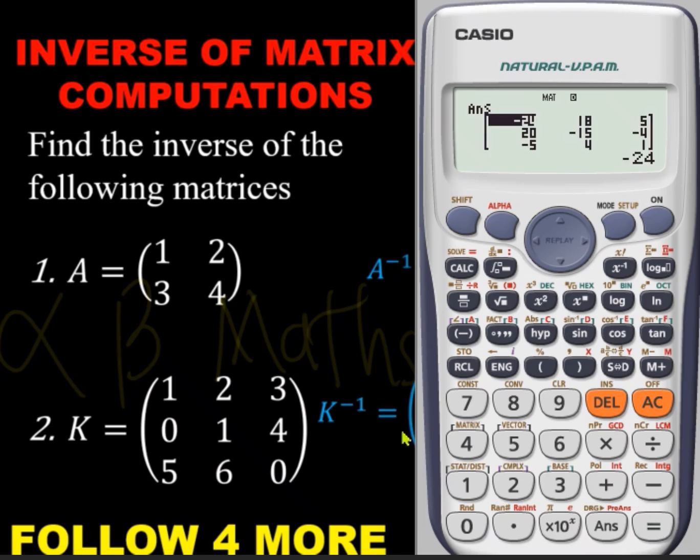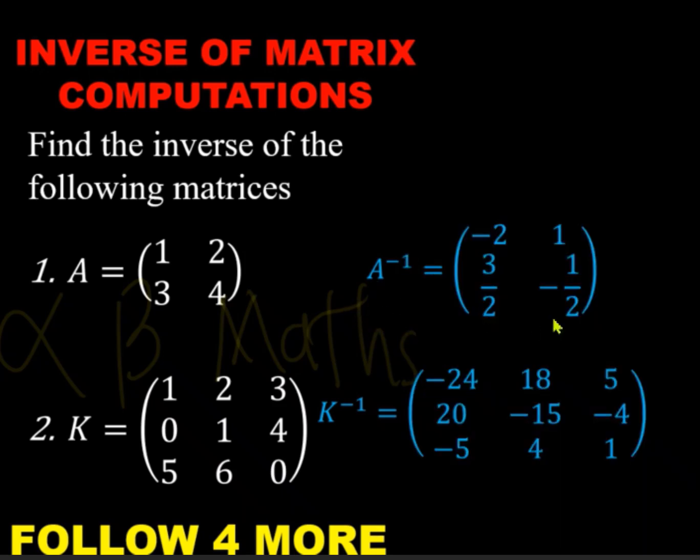So the inverse of matrix K is this, which is -24, 18, 5, 20, -15, -4, -5, 4, and also 1. So this is how to use the calculator to find the inverse of any square matrix. And also these are the answers to this type of matrix.